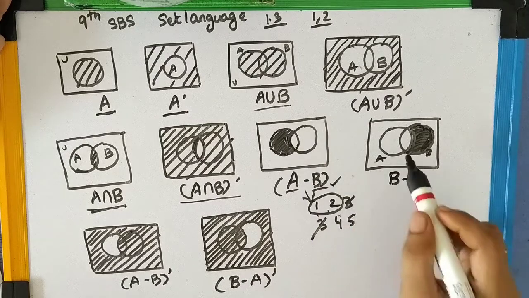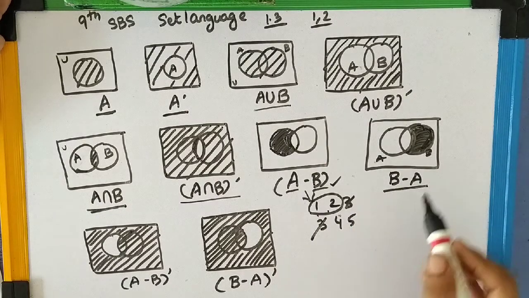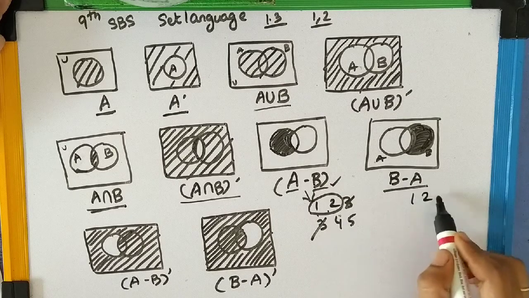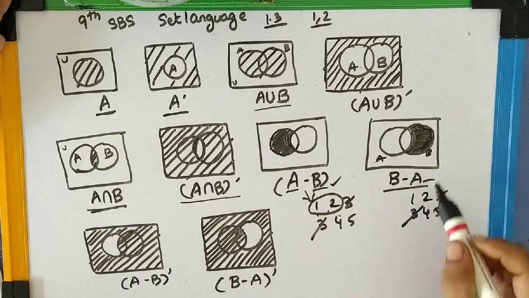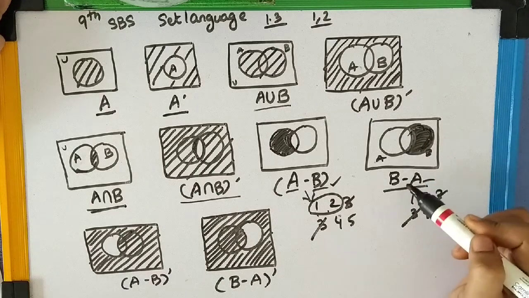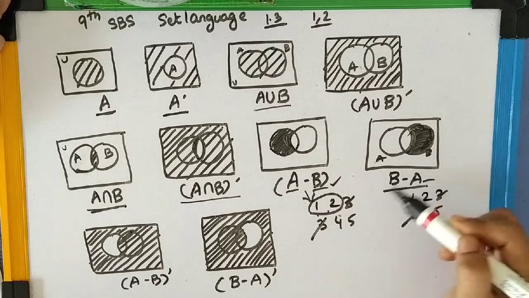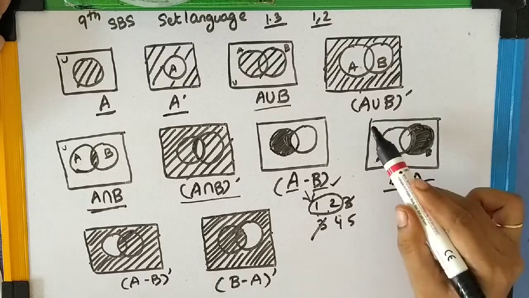The same case for B difference A. For example, if B is 1, 2, 3 and A is 3, 4, 5, we have to cancel the common element, leave the second set completely and write 1 and 2. That is B except the common elements.